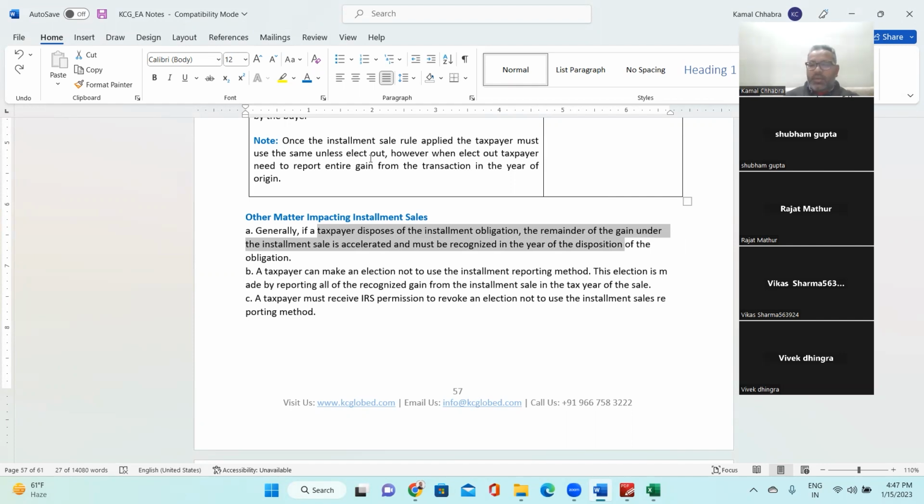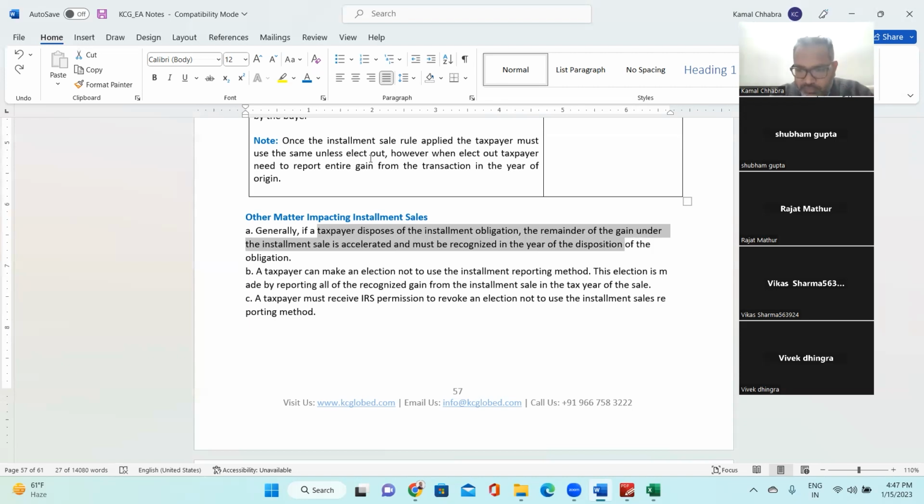Yeah, Vikas, Rajat. Now we are getting into tax. Sounds complicated? Yes, sir. Sounds complicated or digestible? Digestible.